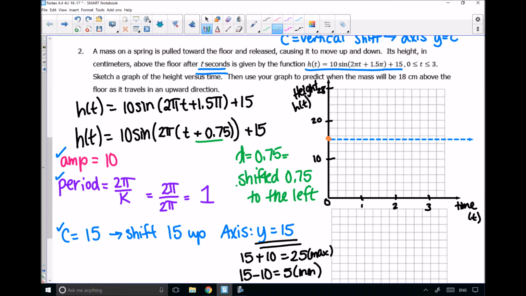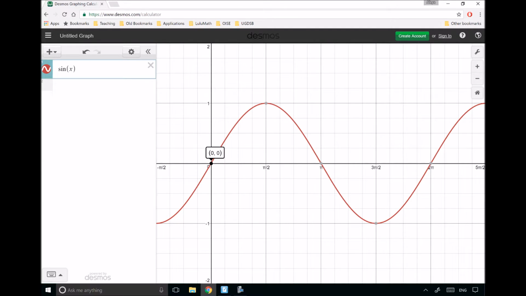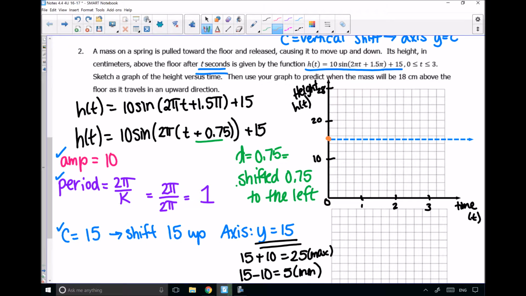Now, if we look at our original sine function, we know that it takes a period of 2 pi to complete one full cycle. So if I look over here, we know that it takes a period of 1 to complete one full cycle. So I know between 0 and 1, I'm going to have a full cycle right here. I'm just going to draw a vertical line so I know that I have to complete a full cycle between 0 and 1, but I'm going to erase that vertical line eventually.